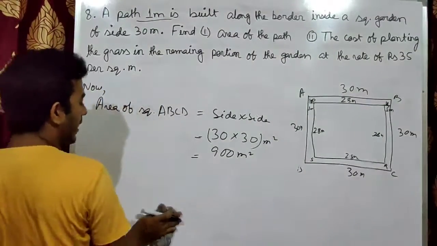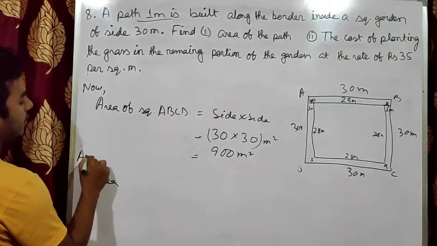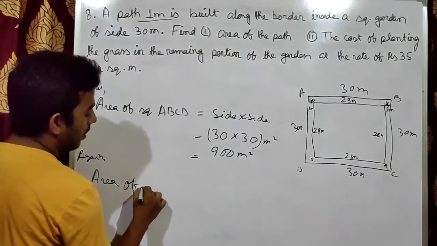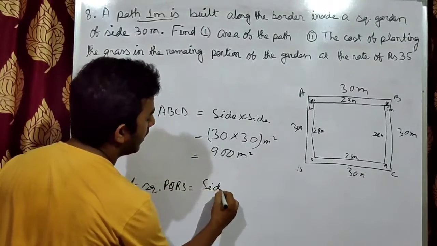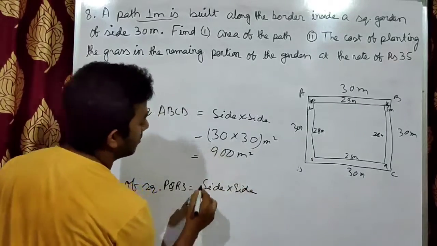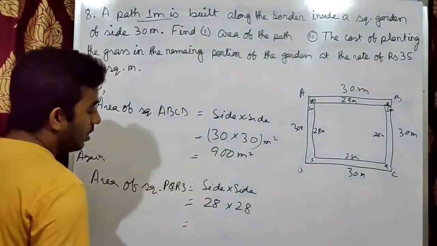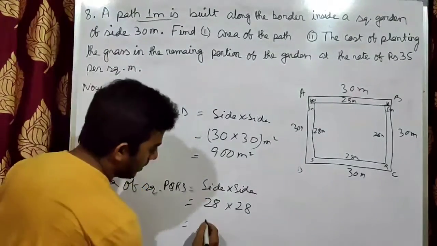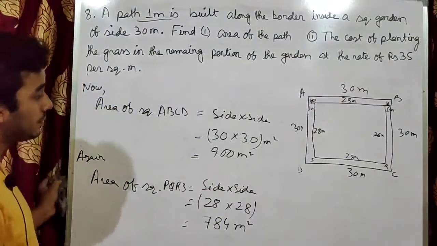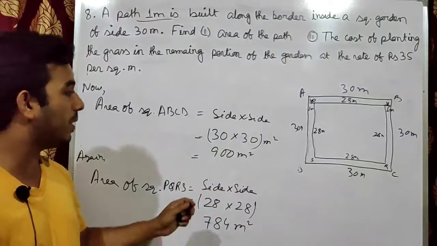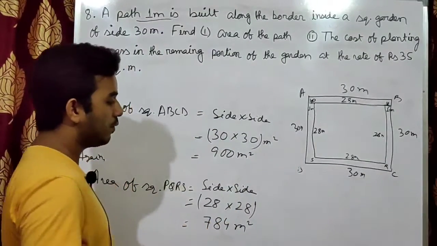Now what we have to find? We have to find the area of square PQRS. Area of square PQRS equals, again it will be side into side. Side is 28 meters, 28 into 28. Now if you multiply 28 with 28, it is 784 meter square. My dear students, you have to memorize or keep in mind the squares and cubes of 1 to 30, right? So it will be better for you. 28 square is 784 meter square.